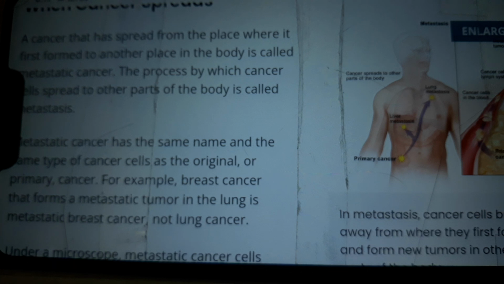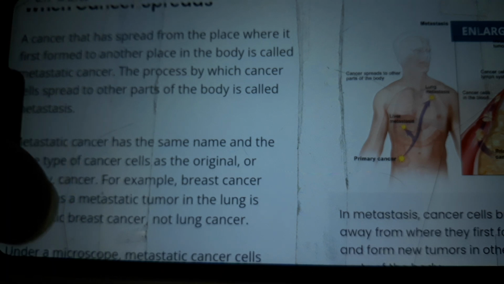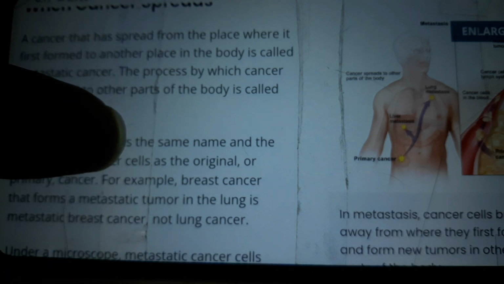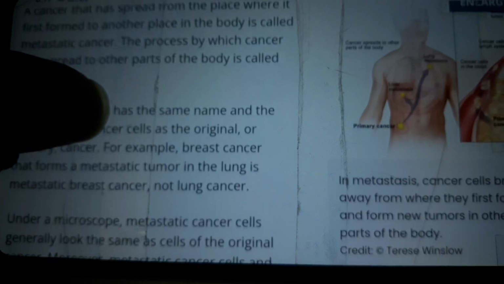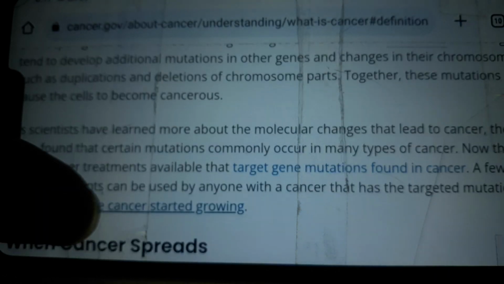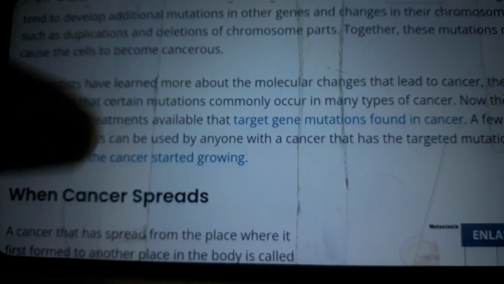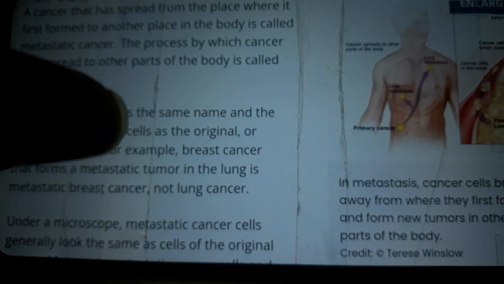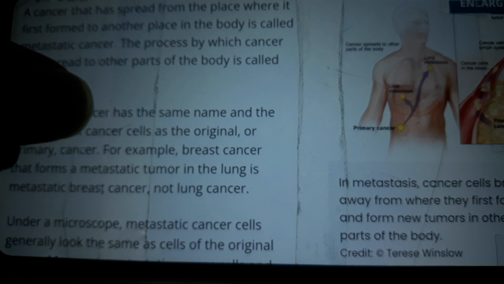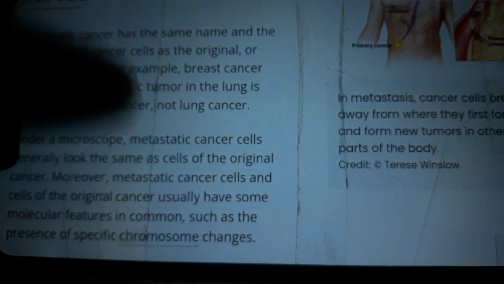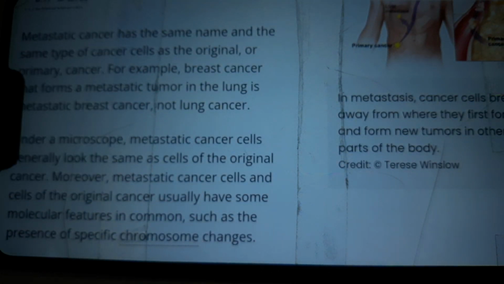A cancer that has spread from the place where it first formed to another place in the body is called a metastatic cancer. The topic before that was types of genes that cause cancer. I think we just read about that, right? Now, the process by which a cancer cell spreads to other parts of the body is called metastasis. Metastatic cancer has the same name and the same type of cancer cells as the original primary cancer.